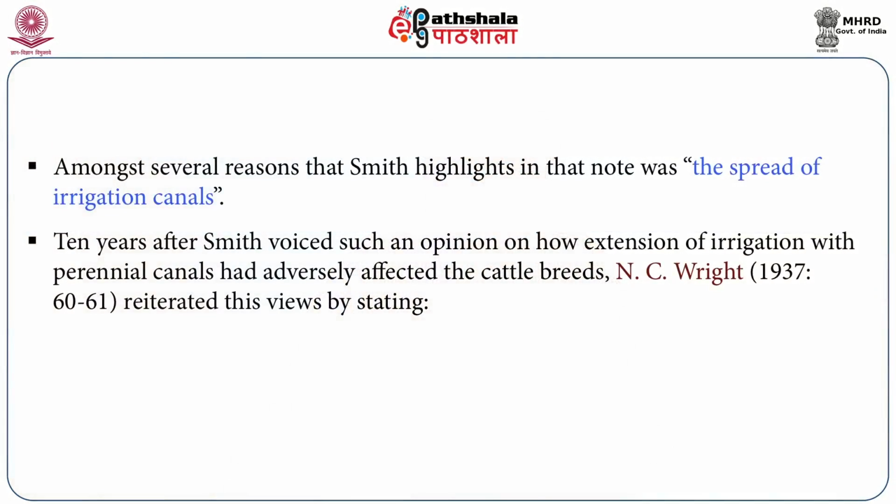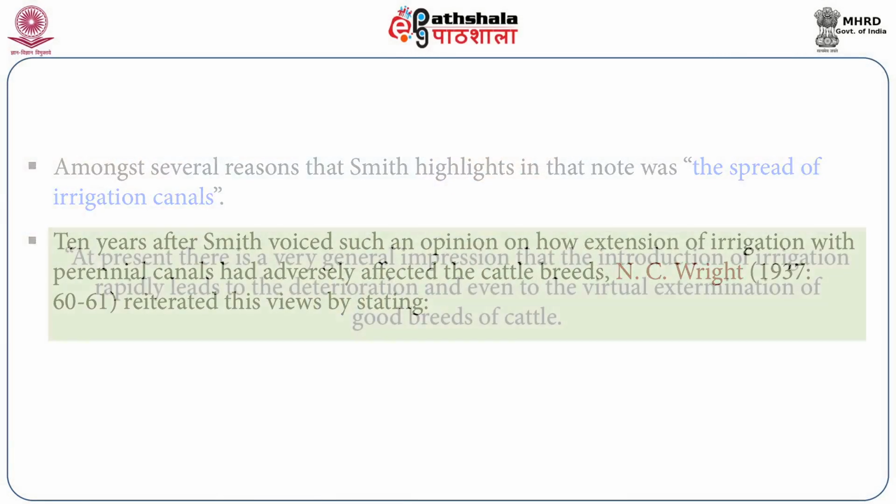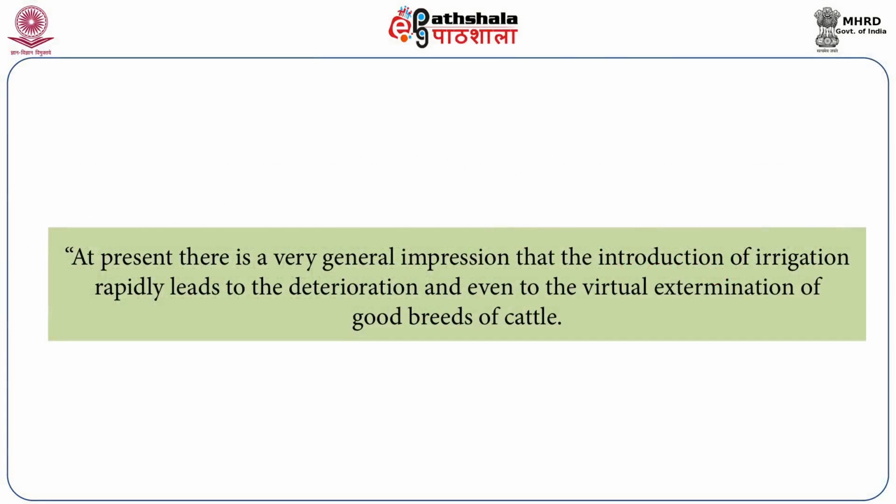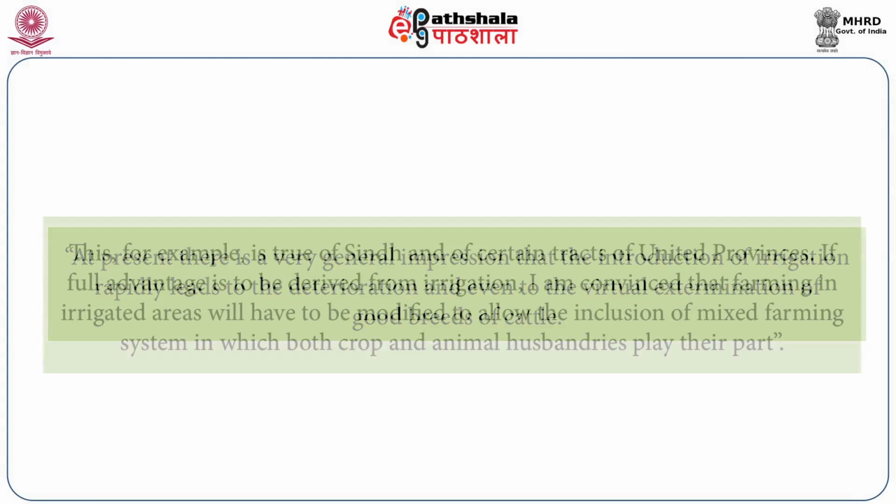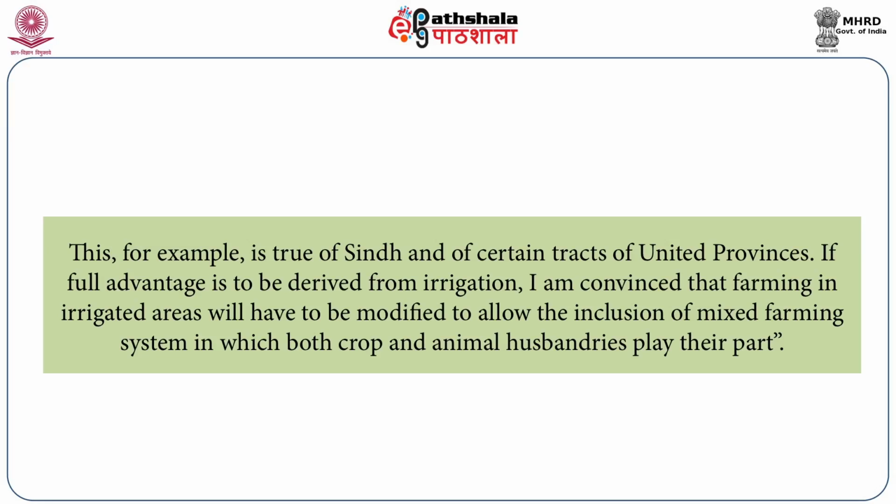10 years after Smith voiced such an opinion on how extension of irrigation with perennial canals had adversely affected the cattle breeds, Norman C. Wright reiterated this view by stating, quote, "At present, there is very general impression that the introduction of irrigation rapidly leads to the deterioration and even to the virtual extinction of good breeds of cattle. This, for example, is true of Sindh and of certain tracts of United Provinces. If full advantage is to be derived from irrigation, I am convinced that farming in irrigated areas will have to be modified to allow the inclusion of mixed farming systems in which both crop and animal husbandry play their part."